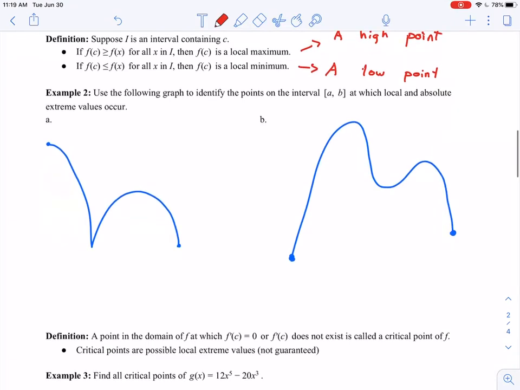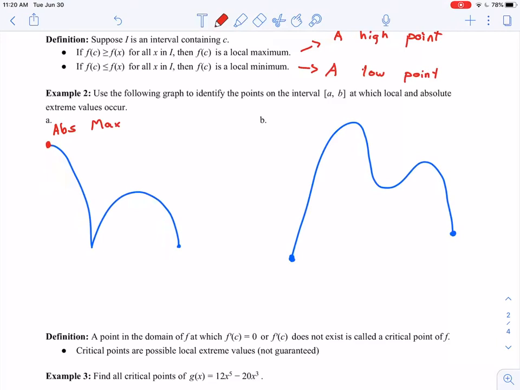So in this example, I just want to look at the graphs here to identify where we have local extreme values and where we have absolute extreme values. So we're picking out our highest points and our lowest points here. So I'm going to start by working with, I think, the absolute extreme values. We're a little bit more familiar with those. What's the highest point of our graph? Well, it appears to be right here. This is my absolute maximum.